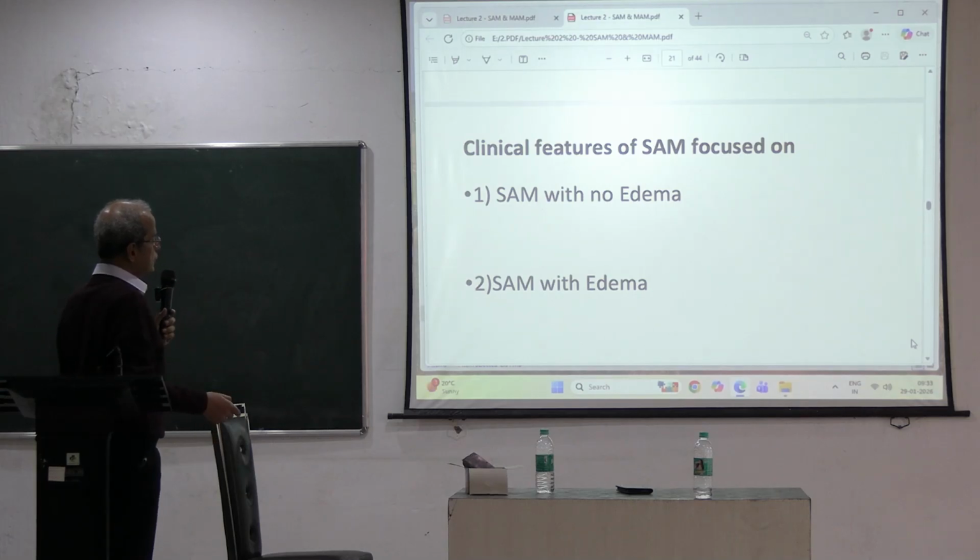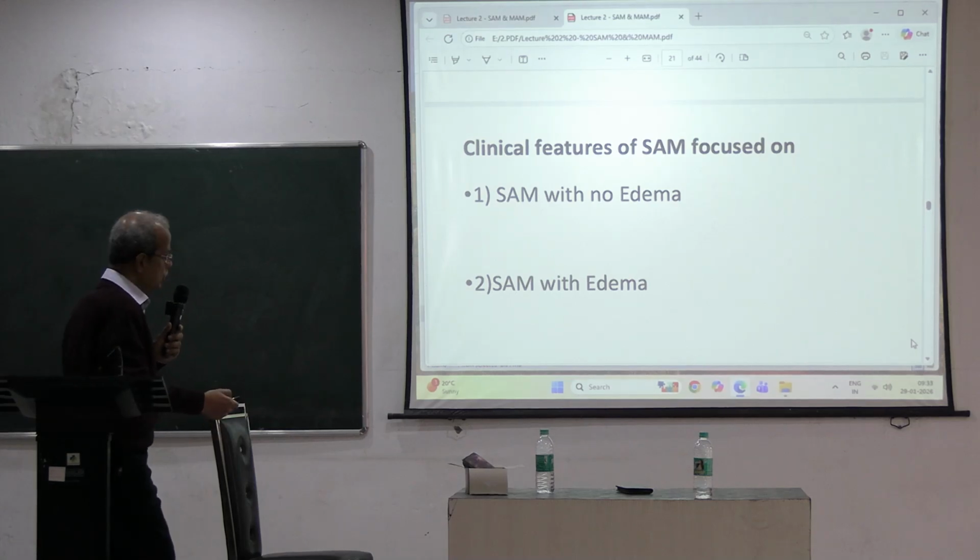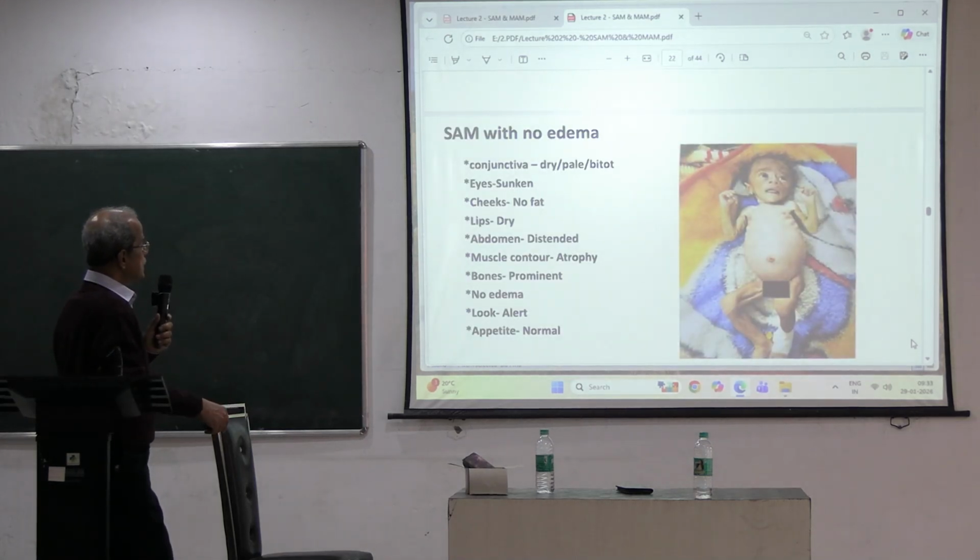Now, clinical features. We have to see two types of severe acute malnutrition, either with edema or without edema. This is a child with severe acute malnutrition without edema, called marasmus. The conjunctiva is dry and pale, and there may be signs of vitamin A deficiency, that is Bitot's spot. The eyes will be sunken, and the cheeks show no fat. The fat in the cheek is the last to go, and the fat in the buttocks is the first to go.